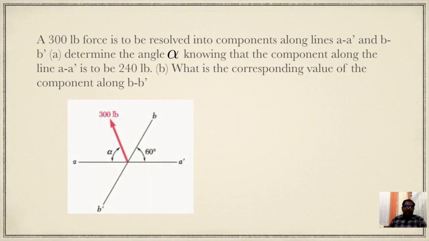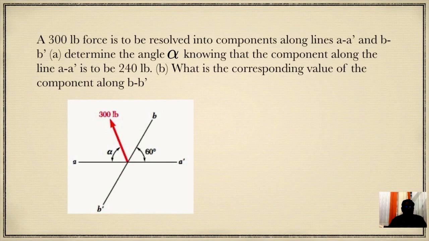So this is one problem which is given. A force is given, 300 pound, and alpha is the angle that is made, and then you have another force which is acting along a dash. The direction may be like this or maybe like this, we'll decide. And there's another force which is acting along b dash. Here again you have two options, the direction can be along b or along b dash.